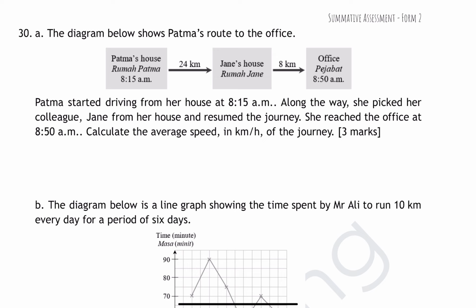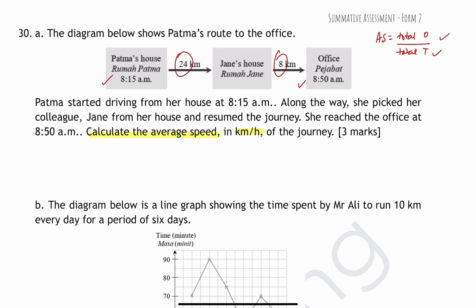So the question here is very direct. You are checking on the average speed and the units required is km per hour. So for average speed, you will use your total distance over your total time. Okay, total distance here is very clear. You have 24, you have 8. Time also is quite clear. You have 8:15 to 8:50.